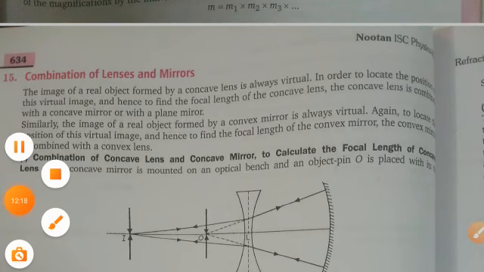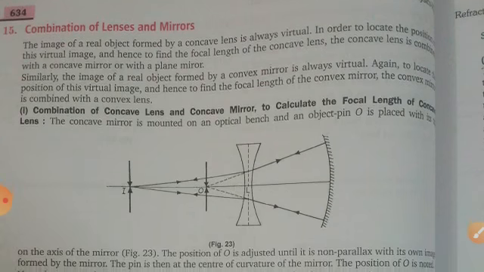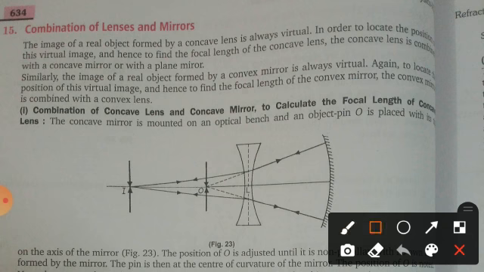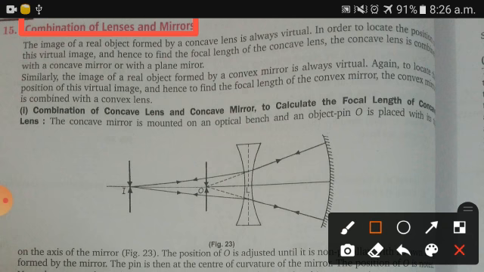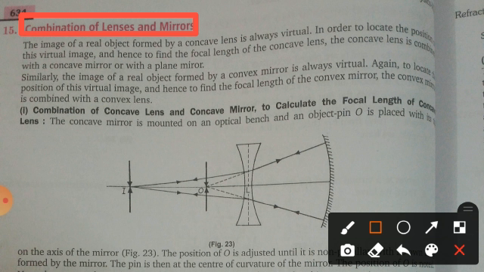Now we will talk about our next topic, which is the combination of lenses and mirrors. What happens if you combine a lens and a mirror? Here you can see this is figure number 23. The image of a real object formed by a concave lens is always virtual. In order to locate the position of the virtual image and hence to find the focal length, the concave lens is combined with a concave mirror or with a plane mirror. You can see here.